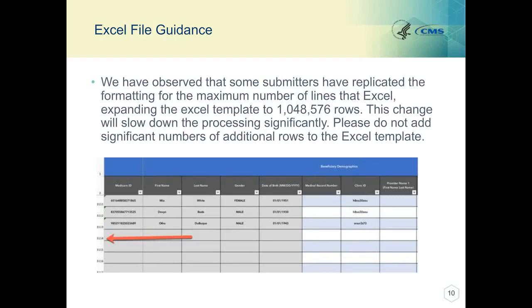Another thing that we've observed, and this is only a few people, and we're not even sure how they managed to do this, but they've extended the Excel formatting to the maximum number of rows that Excel accepts, which is 1,048,576 rows. By default, the spreadsheet only has a little over 8,000 rows formatted, which covers everybody's Benny sample capabilities. If you've extended the row count in Excel to the maximum 1,048,576 rows, the system has to go through each one of those rows looking for data and can slow down your Excel processing. So please don't add extra blank rows at the end of your spreadsheet when you're submitting it. Next slide, please.